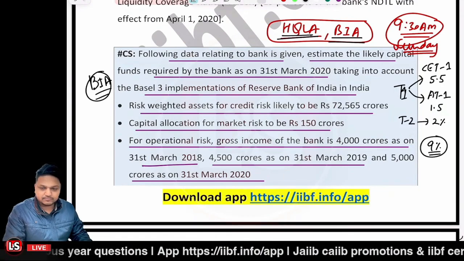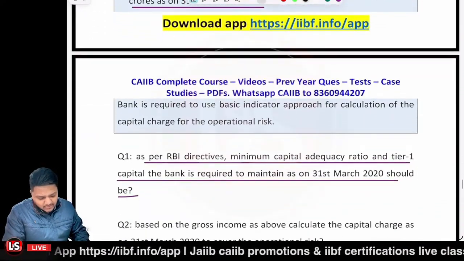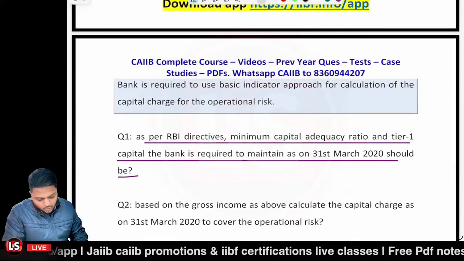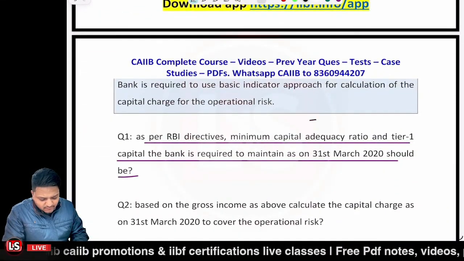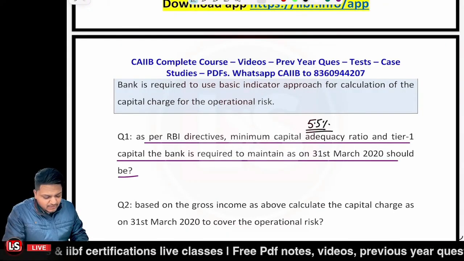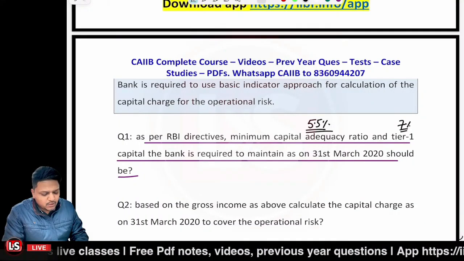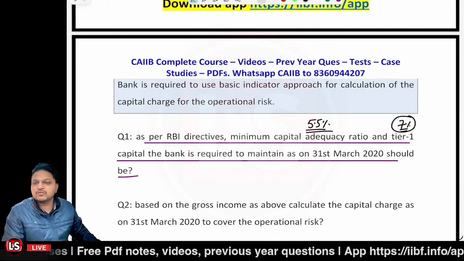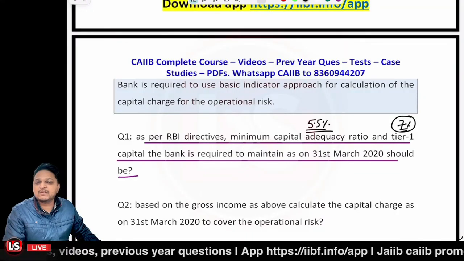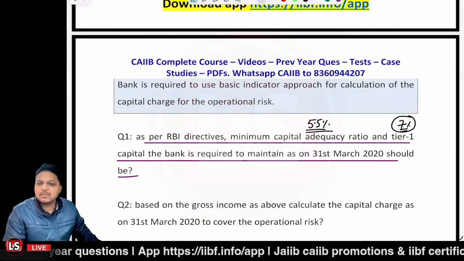So the total minimum capital is 9%. It is 9%. And for tier 2 capital, it is 2%, right? So total tier 1 capital would be what? Total minimum CET1 is 5.5%. And for the tier 1 capital would be 7%, because tier 1 is equal to 5.5 plus 1.5. So it is 5.5% plus 1.5%, that is 7%, right? That is to be maintained.